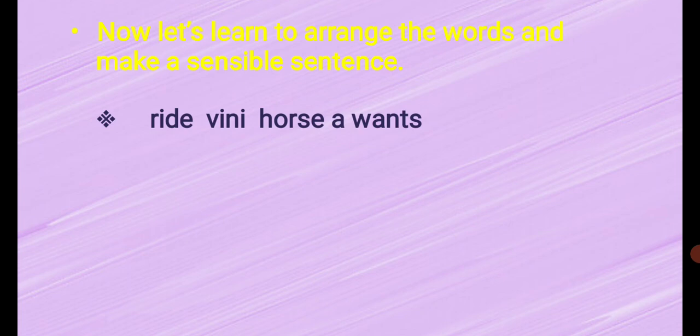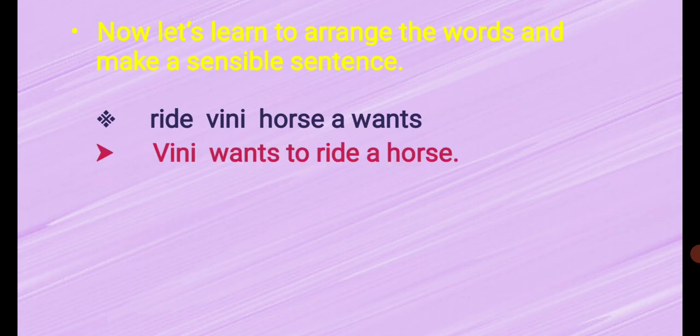And what will be the answer? Winnie wants to ride a horse. As per the rules, we will write the first letter of the sentence in capital, and because Winnie is a proper noun, whenever the name Winnie is there, we will write it with a capital letter, and after the sentence we will put a full stop. Winnie wants to ride a horse will be the answer of this jumble sentence.